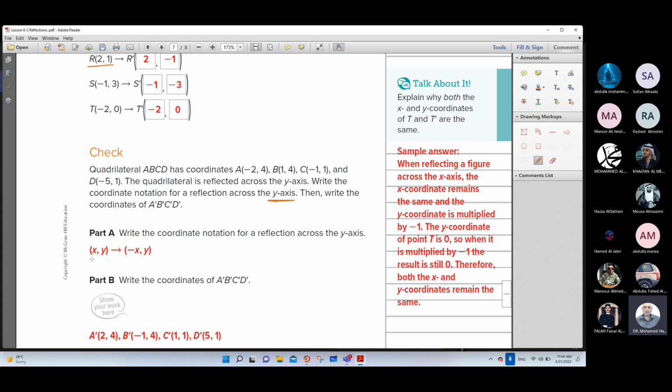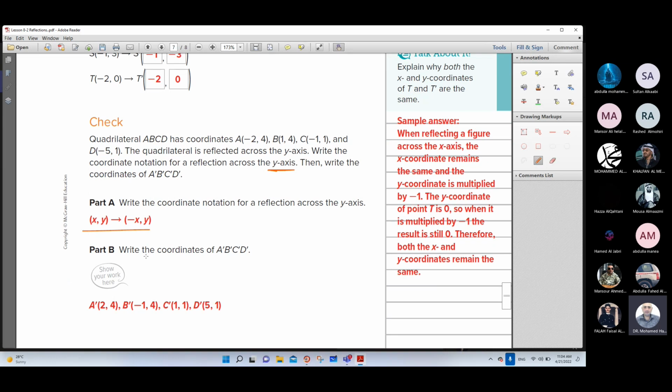Now I write the rule. I fix the y, and we reflect the x. Take the opposite of x. x will be what? Negative x. This is the rule. Then write the coordinates of A prime, B prime, C prime, D prime.